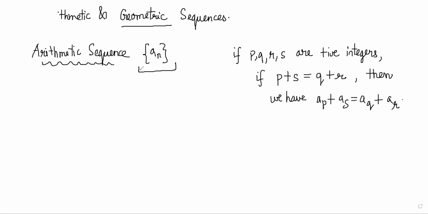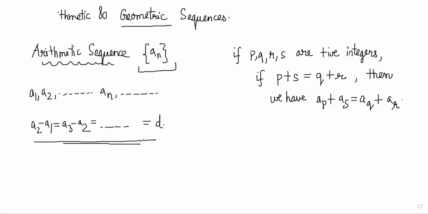When we write this notation of a sequence, we are saying that this is a sequence of numbers like this, A1, A2, and so on, AN, and so on. And the arithmetic sequence has a property that A2 minus A1 is equal to A3 minus A2, and so on. And that is known as the common difference, right? Now, P, Q, R, S are positive integers, and P plus S is Q plus R. What is AP? The general term of an arithmetic sequence is given by A1 plus N minus 1 into D. So therefore, AP would be A1 plus P minus 1 into D.